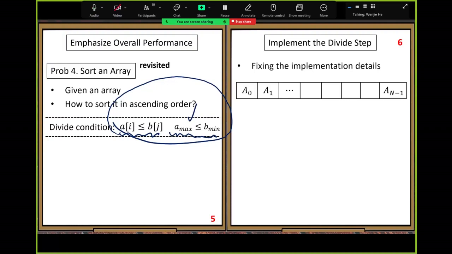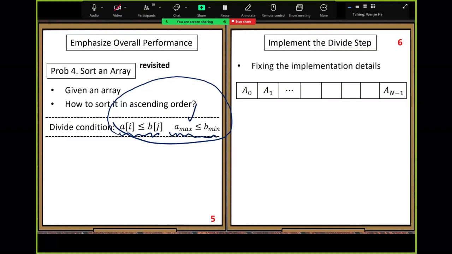It may not be possible to split the given array into two subarrays such that the maximum of the first subarray is less than or equal to the minimum of the second subarray. But if you are allowed to move the elements around, any way you want, okay? What do you mean, move? You can swap any two elements in a given array.